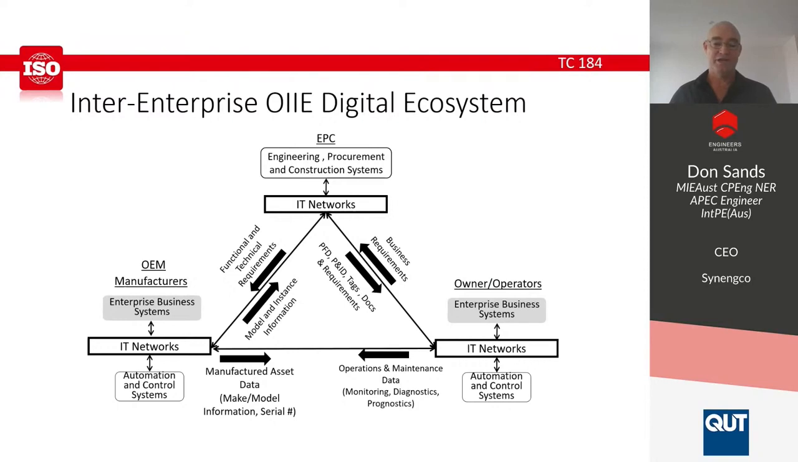So we have the OEMs involved. We also have the EPCs involved. So they have to go and build the particular asset itself. And so they need to have some information from the OEM, and they need to provide information back to the owner operators. And so we have a triangle, I guess, between the builders and constructors, the owner operators of these asset intensive operations, and all the OEMs that are supplying to both the projects and the owner operators.